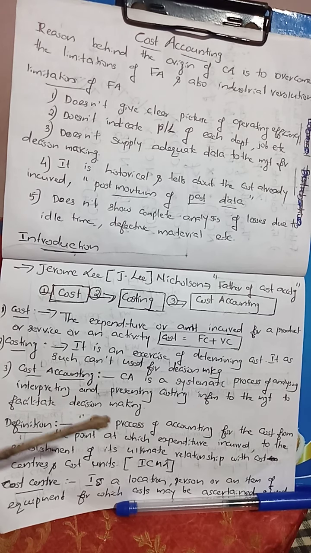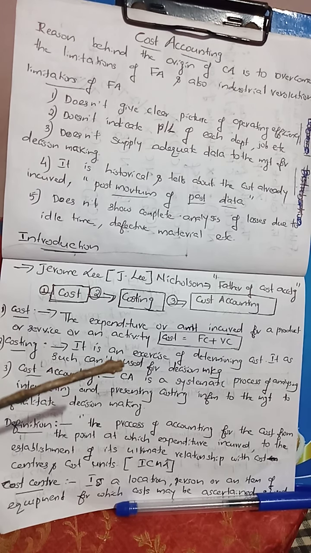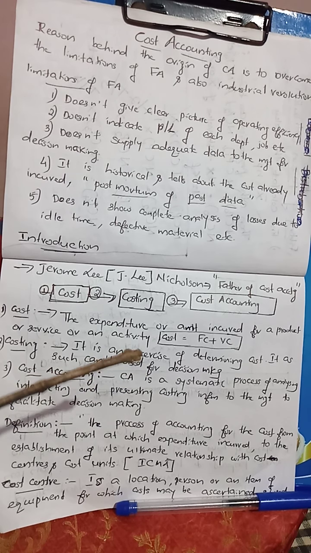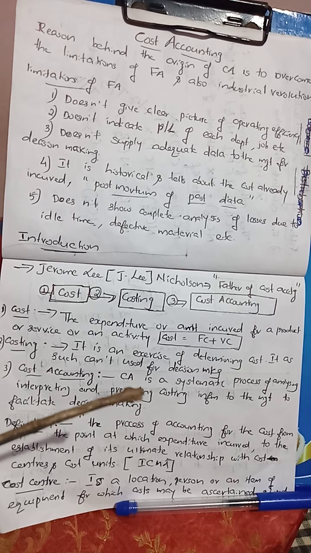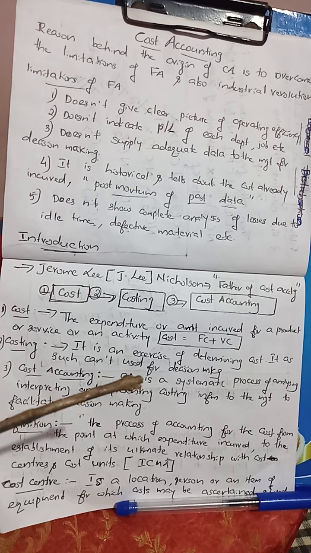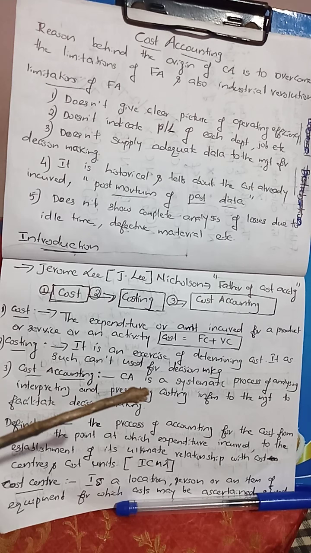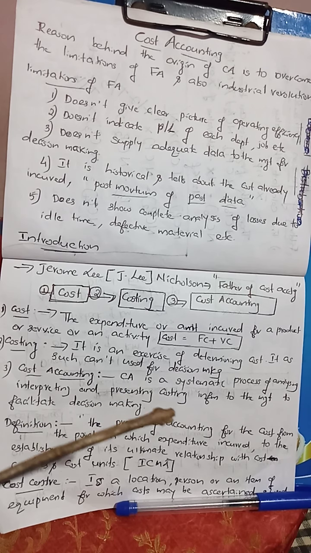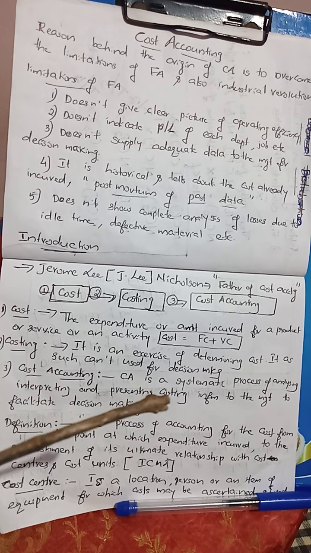So this is the meaning of cost accounting. Next I want to ask a question: what is the main difference between costing and cost accounting? The main difference is that costing is only an exercise, only a practice of determining the total cost of a product, whereas cost accounting is a systematic process of recording all the costing information in separate books of accounts, to be submitted to the management to facilitate decision making.